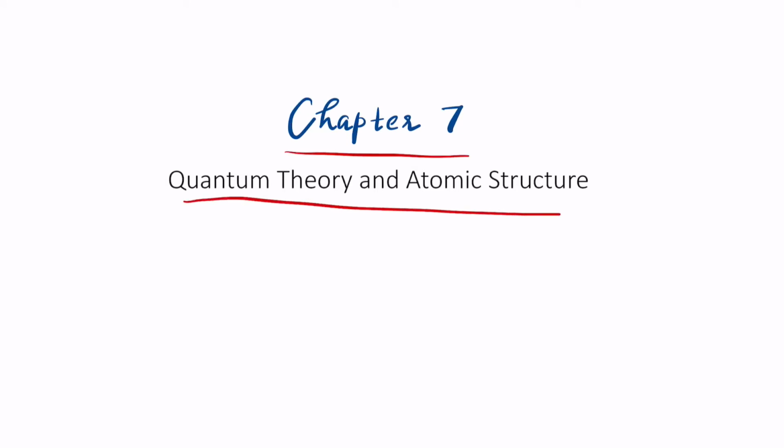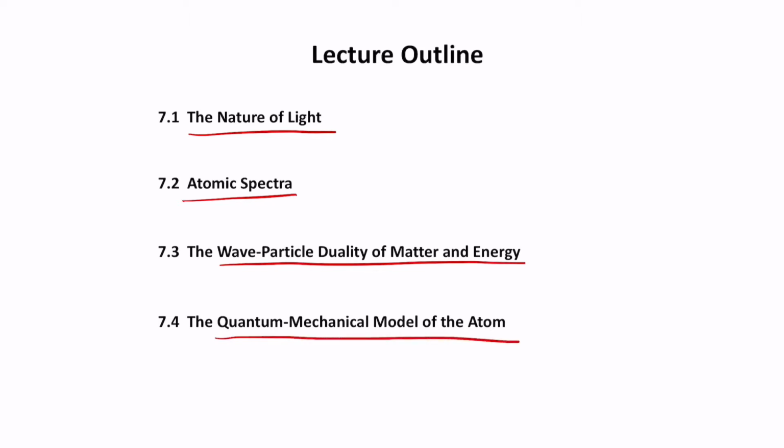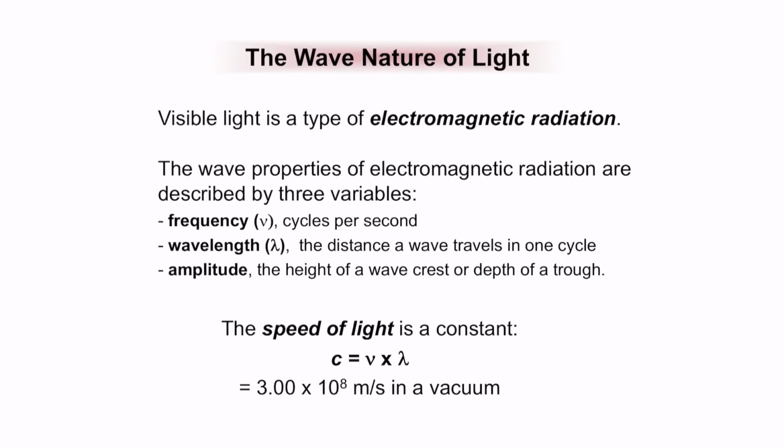So in this chapter we'll discuss quantum theory and atomic structure. In this lecture we'll talk about the nature of light, atomic spectra, the wave particle duality of matter and energy, and finally end with the quantum mechanical model of the atom. So let's start with the wave nature of light.